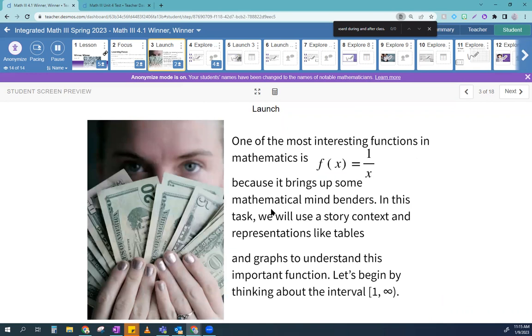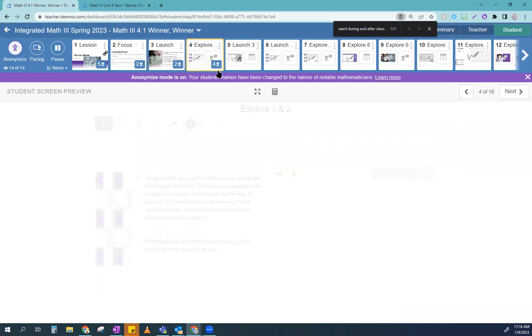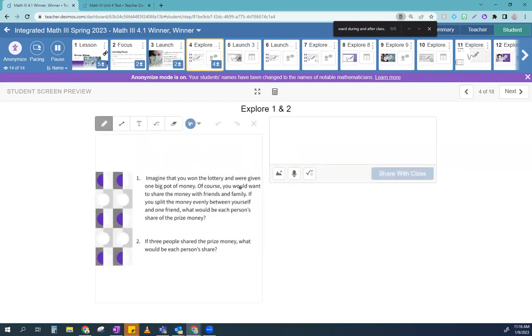One of the most interesting functions in math is f of x is equal to 1 over x, because it brings up some mathematical mind benders. In this task, we will use a story, context, and representations like tables and graphs to understand this important function. Let's begin by thinking about the interval of 1 to infinity. Remember, this is an interval, which means it includes 1. And infinity also always gets a parenthesis, because infinity is not an actual real number that I can show you.